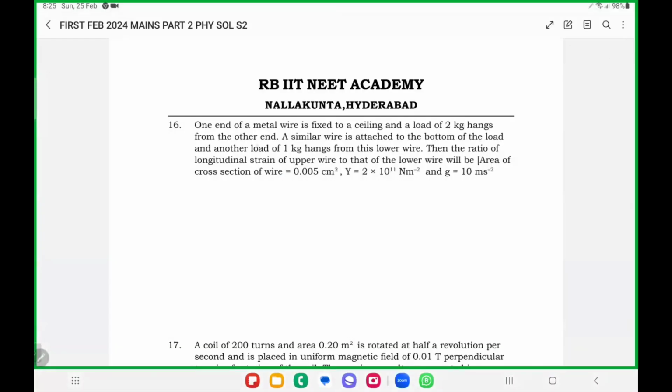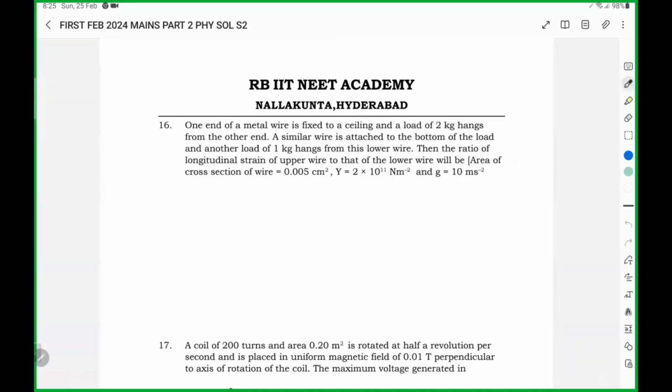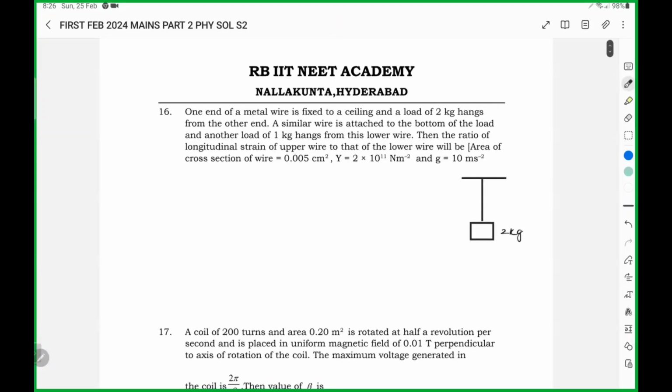Here, one end of a metal wire is fixed to a ceiling and a load of 2 kg hangs from the other end. A similar wire is attached to the bottom of the load. Another load of 1 kg hangs from the lower wire. This is the lower wire.